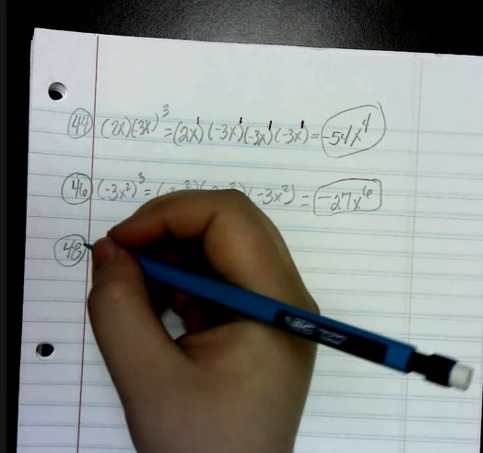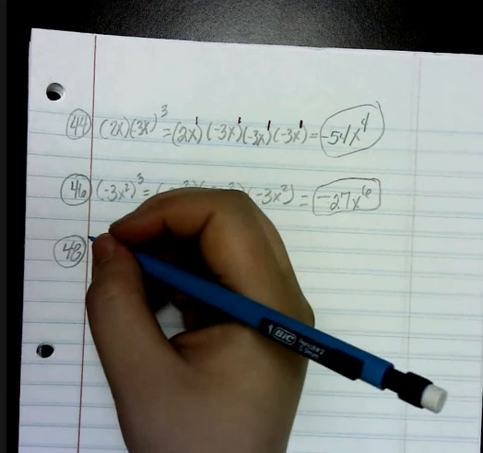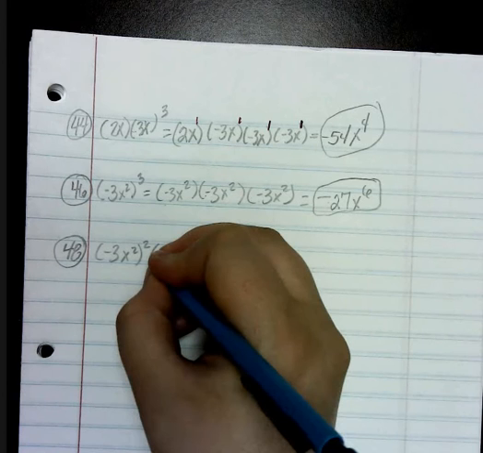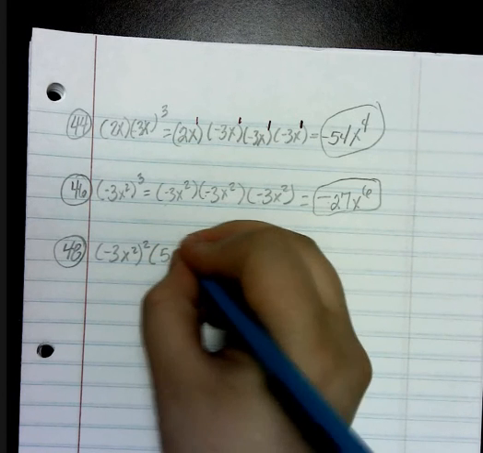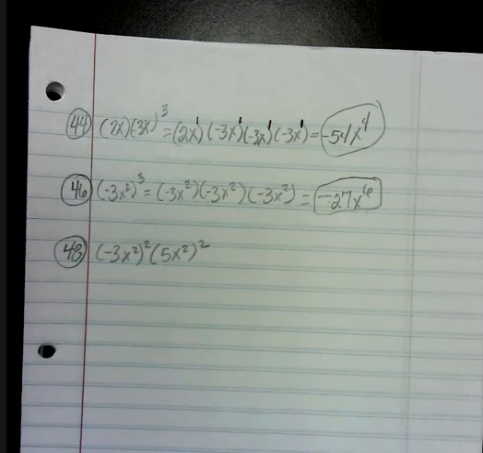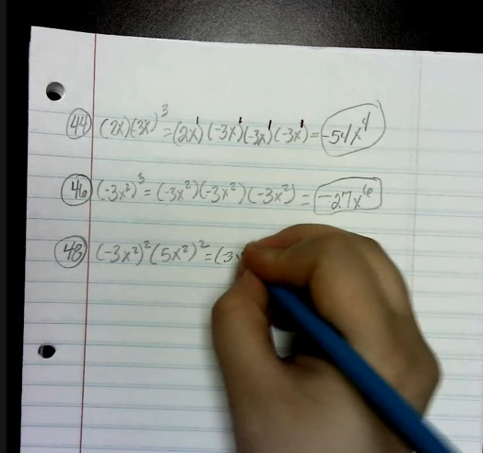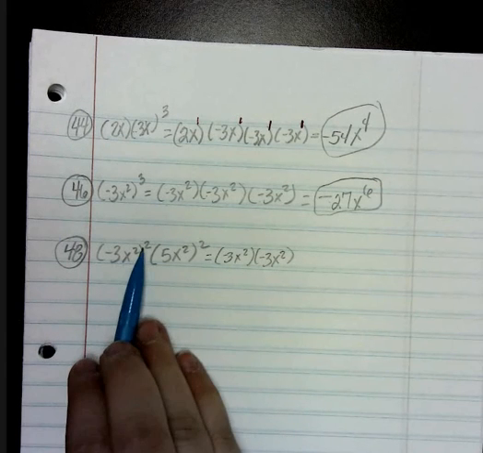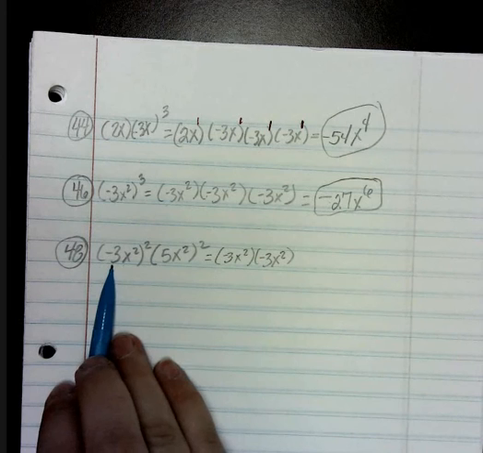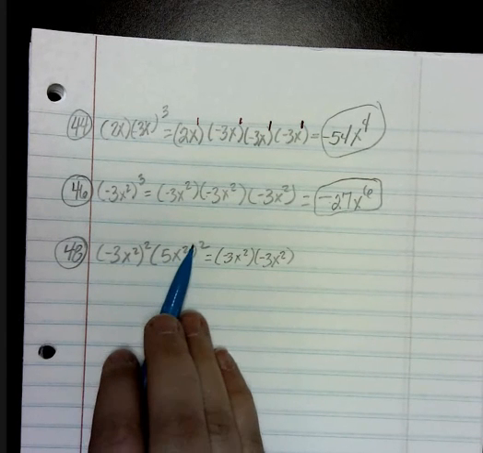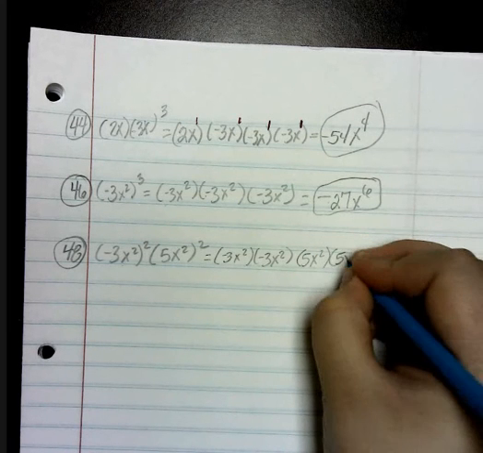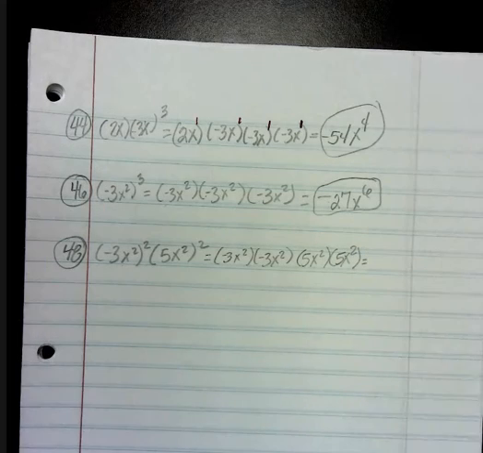Number 48, I have negative 3x squared and then I have 5x squared. So I have negative 3x squared times negative 3x squared, because when you square this, you multiply it by itself twice. And then I'm going to multiply this by itself twice. So that would give me 5x squared times 5x squared. Cool. We can do this a couple steps at a time.